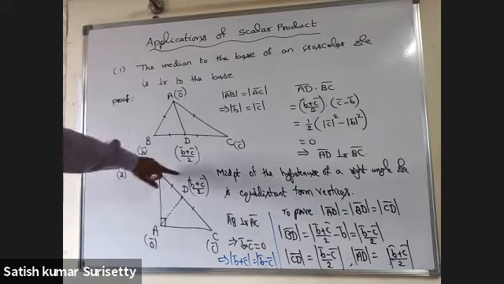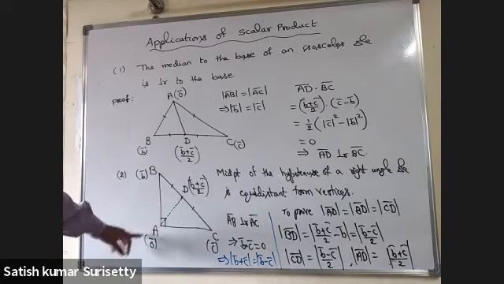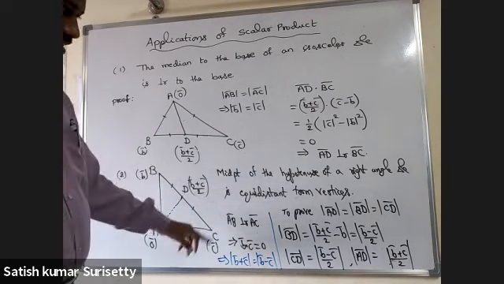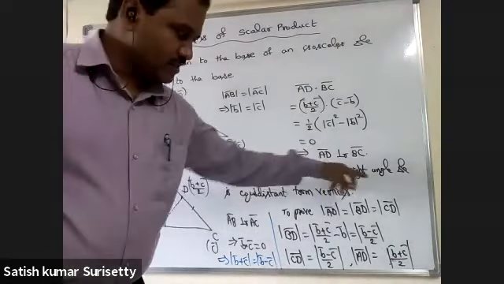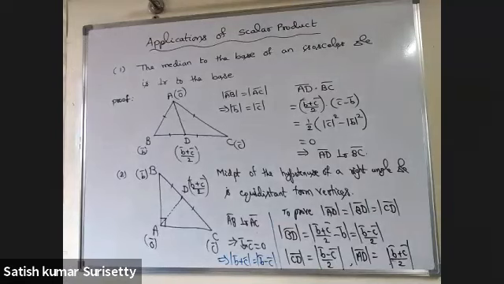So we need to prove that D is equidistant, meaning modulus of AD bar, modulus of BD bar, modulus of CD bar, all are equal. You have to prove this. So write in terms of position vectors and simplify.